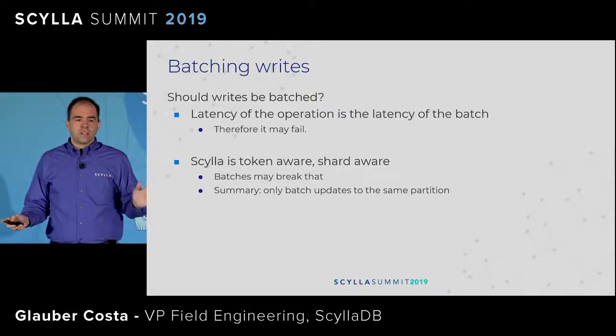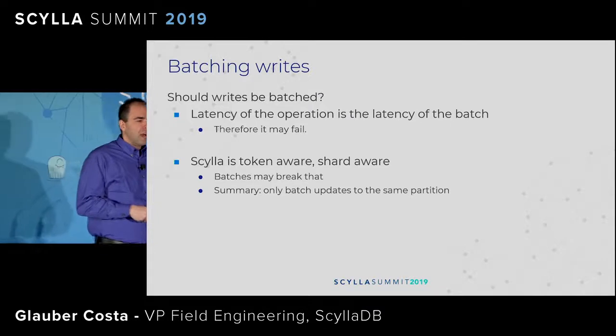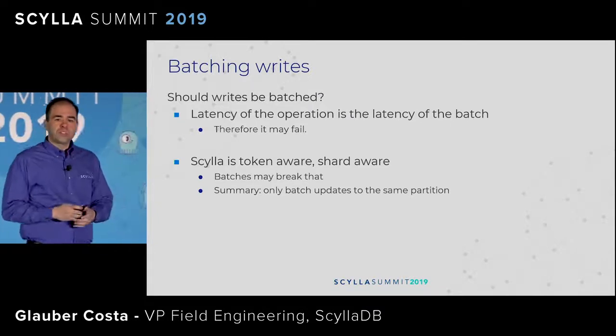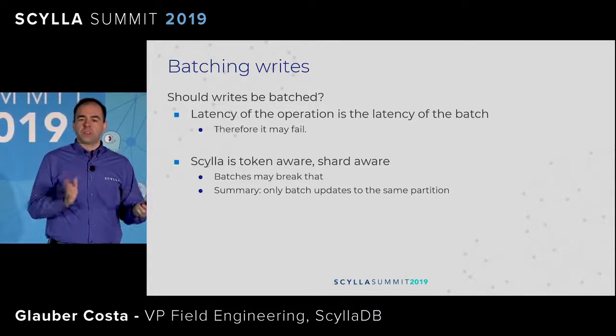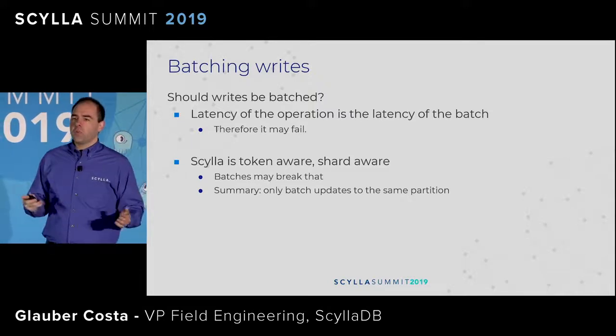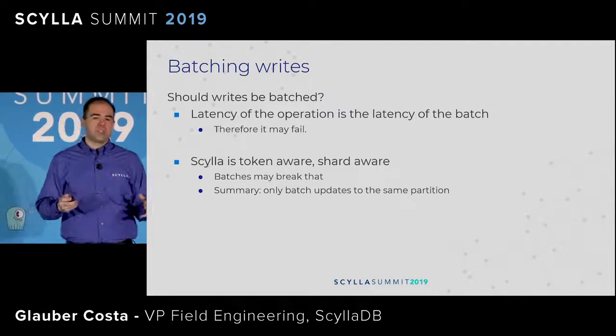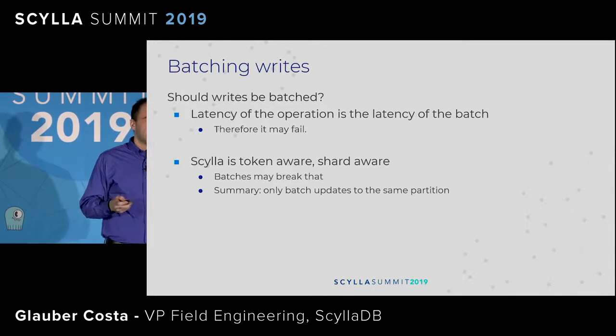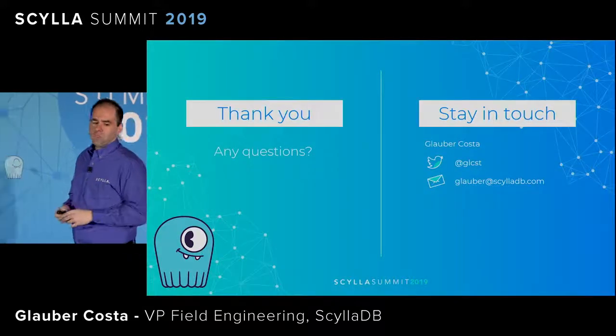Batching writes, finally, just to finish. Should I batch? Usually no. It's fine to batch the same things that go to the same key. But usually when you batch things that go to different keys, that's not a good pattern. This is the same as Cassandra, and it's just because you're not going to be able to hit the node that has the data.